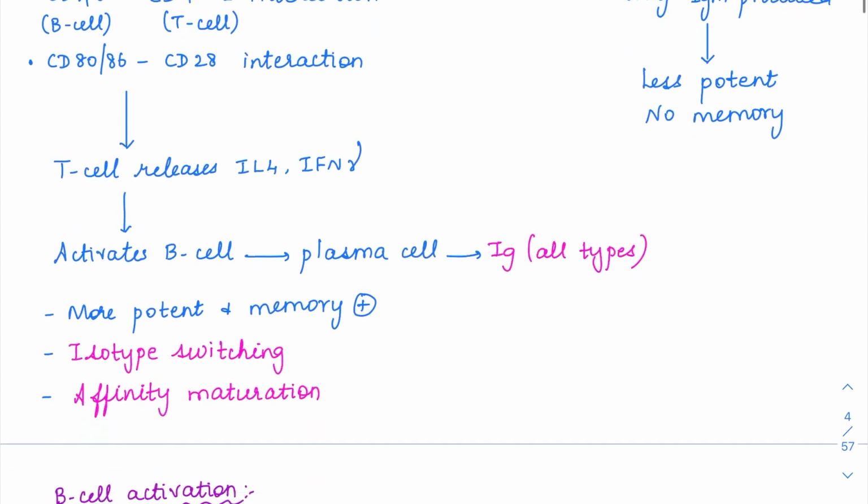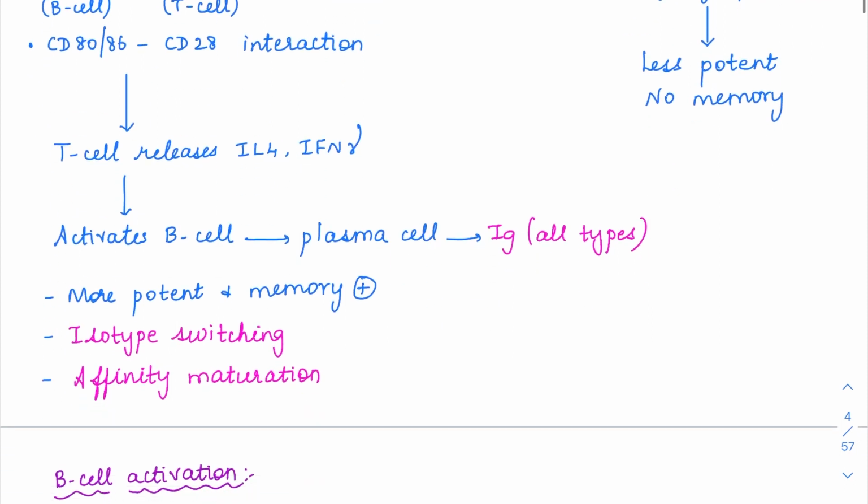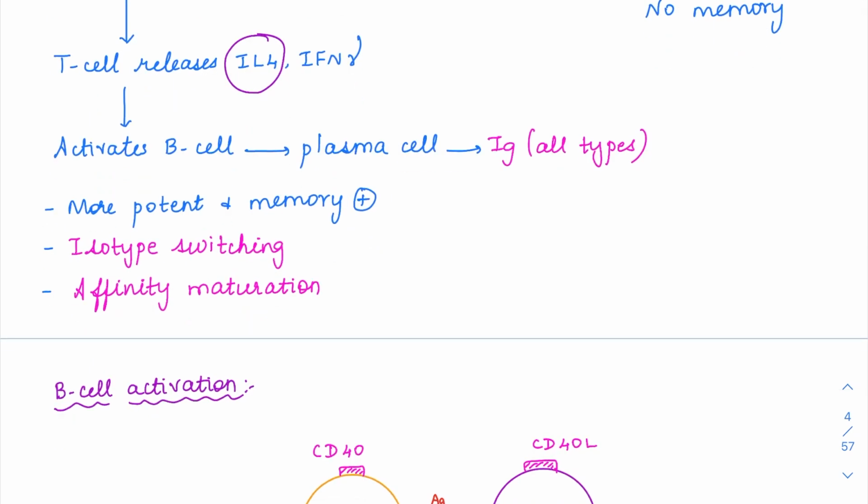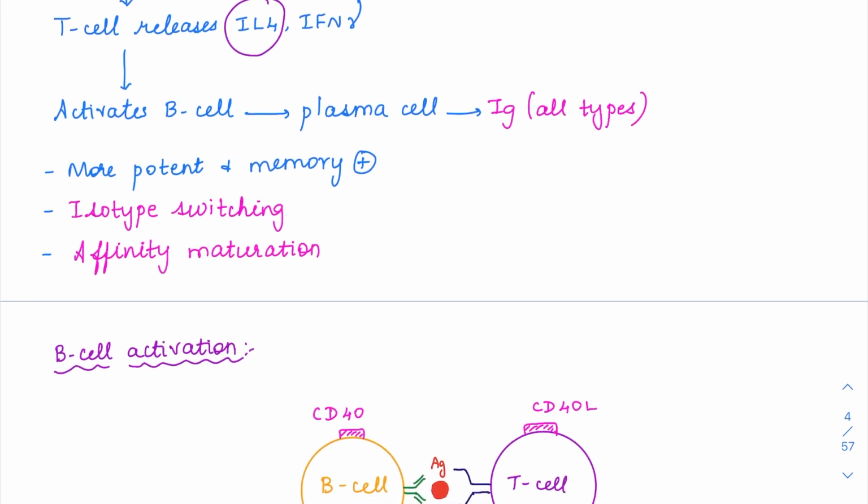When this interaction happens, the T cell gets activated and releases certain interleukins, out of which interleukin 4 is very important. Interleukin 4 is produced by a subtype of T lymphocytes called CD4 Th2 lymphocytes. It's a subset of helper T cells. So this Th2 is going to produce this interleukin 4.